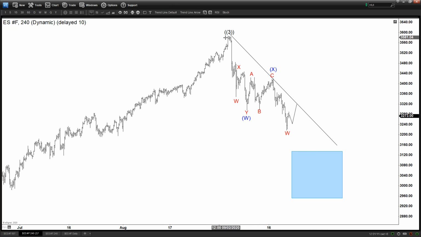Now, as long as we stay below this channel, we can always do one more push lower to finish this WXY, and then this is going to be the stronger sort of support area if it can go here, and we can see a new high from there still because of the corrective nature of the decline, or at least 3 pounds. Alright, so that's the update for yesterday.